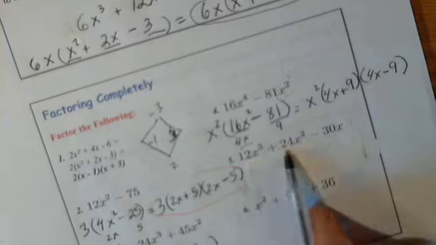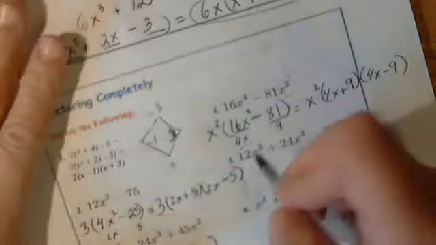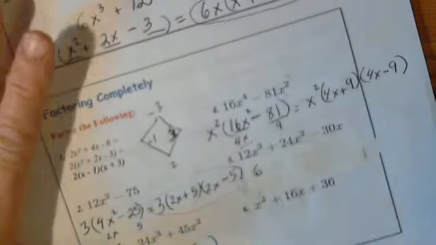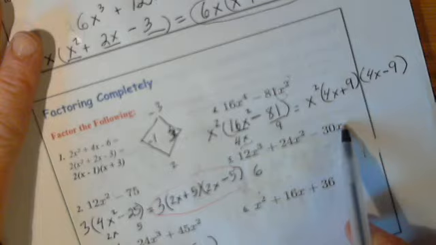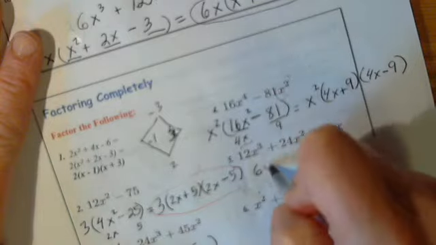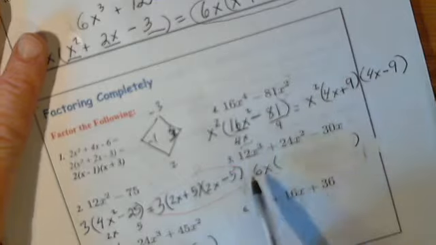Well, I know 6, the biggest factor I can think of other than 12. 6 will go into all three of these. So let's go with 6. And x cubed, x squared, and x, so we find that lowest power of x and pull that out. Let's get our big parentheses ready and put our leftovers inside.